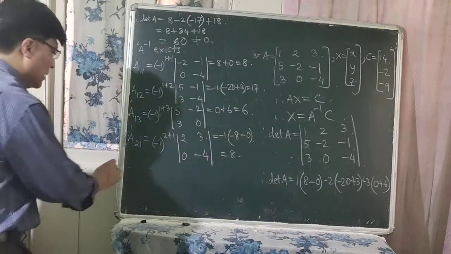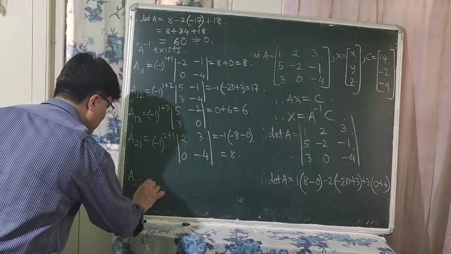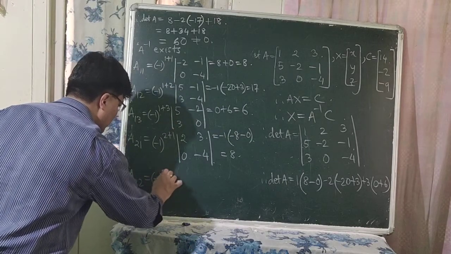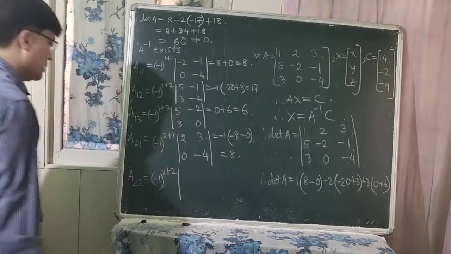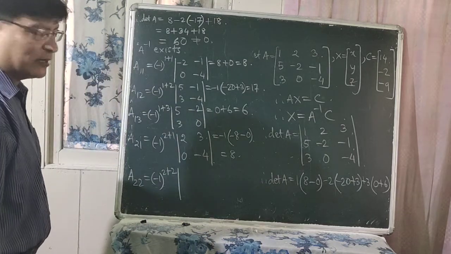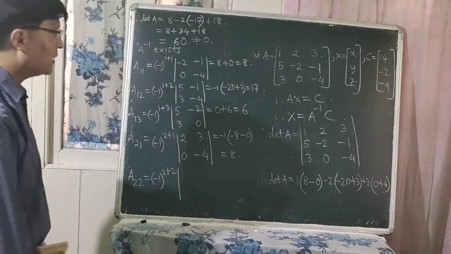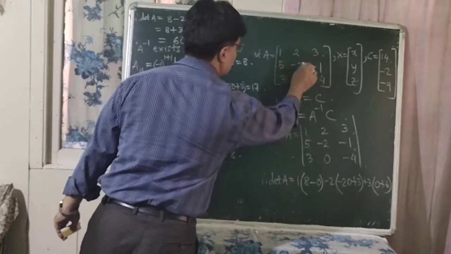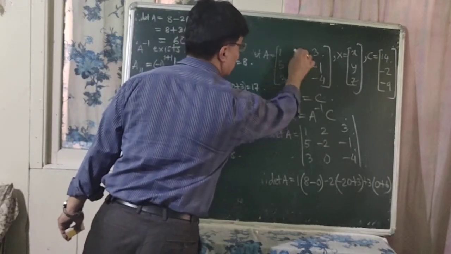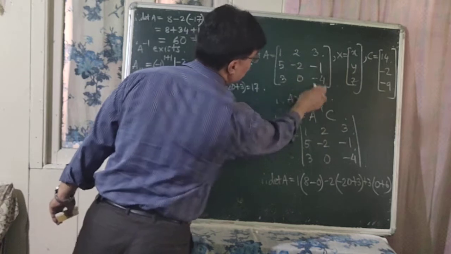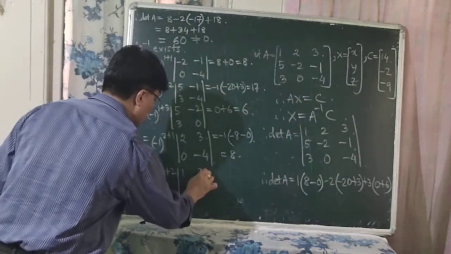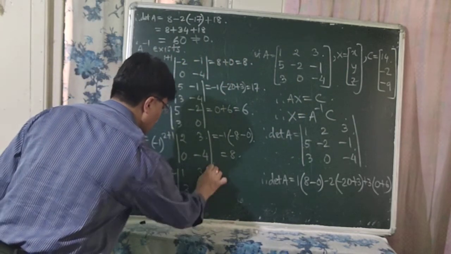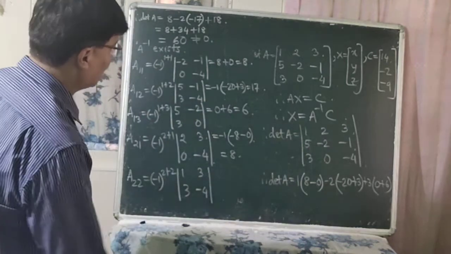Right? Then comes A22. What is A22? Minus 1 to the power 2 plus 2. You have to find out the cofactor of the element belonging to the second row and the second column. That is minus 2. Delete the row and the column of the element minus 2. 1, 3, 3, minus 4.